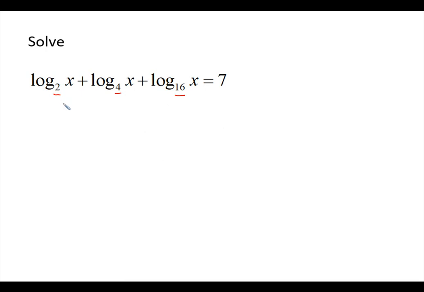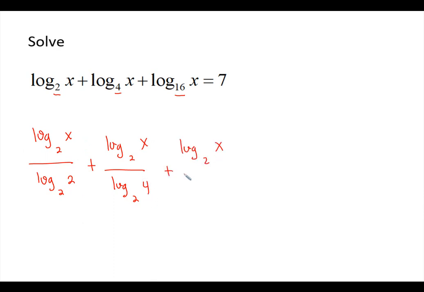Now, since the lowest value for these bases is 2, I'm going to rewrite all of these logarithms with base 2. So this would be log base 2 of x divided by log base 2 of 2. This is just the change of base formula. And we have log base 2 of x divided by log base 2 of 4 plus log base 2 of x divided by log base 2 of 16 is equal to 7.